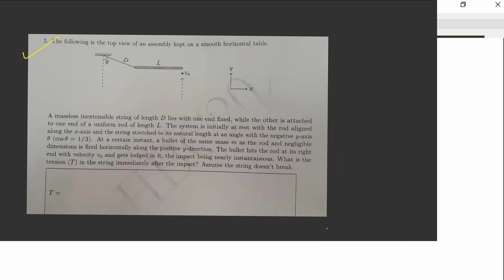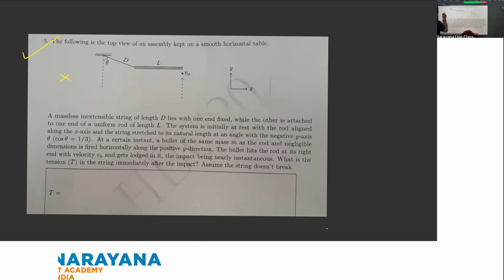So let us start with this problem, the problem in hand. Let's have a look at what exactly the problem is talking about. Gravity in this problem is in the cross direction.